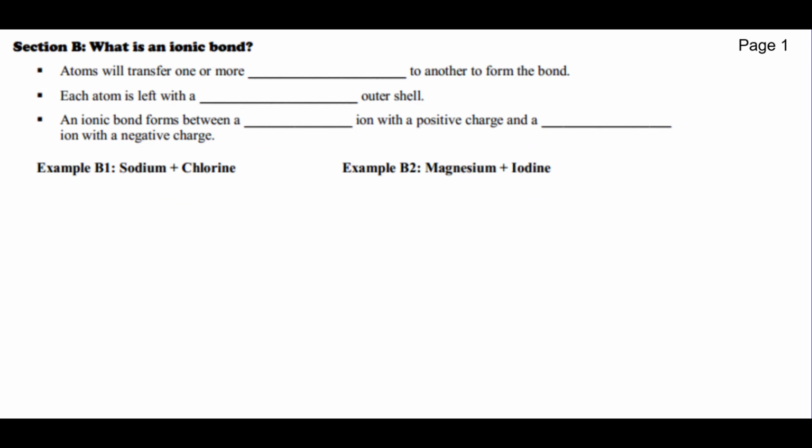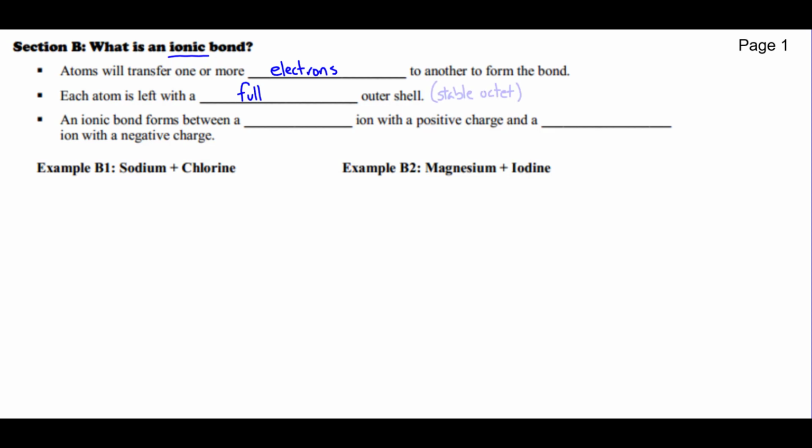Atoms will transfer one or more electrons to another to form a bond. And this is an ionic bond. I should have mentioned that. And so this is where we transfer electrons. And then each atom is left with a full outer shell. And so that's going to be a full outer shell.